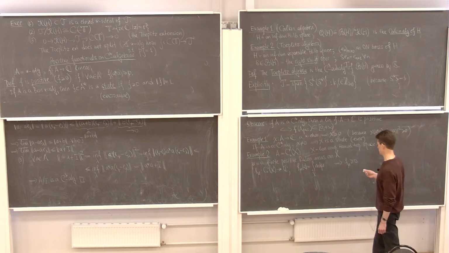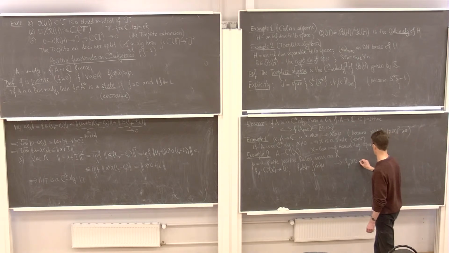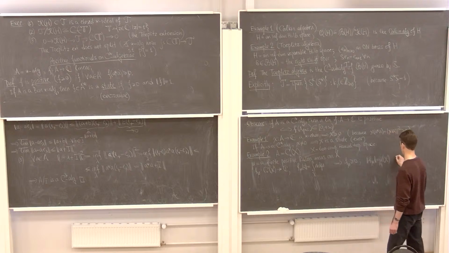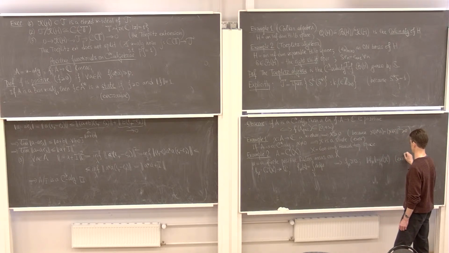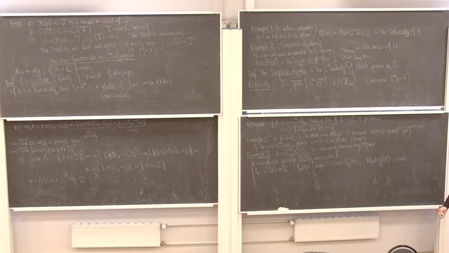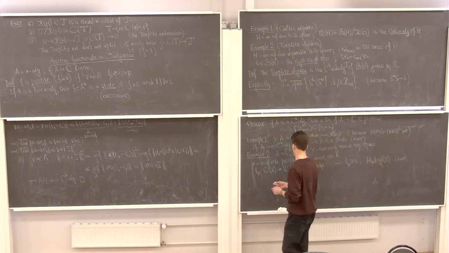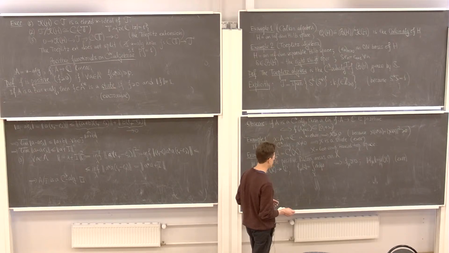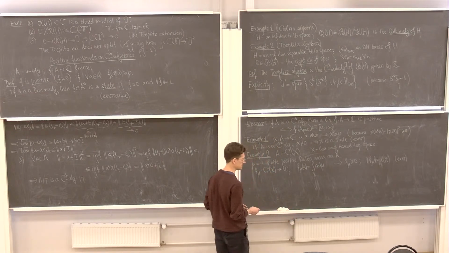It is a positive linear functional, and its norm is just the measure of X. Again, this is a little exercise in measure theory to show that the norm is exactly the measure of X. So in particular, we see that it is a state if and only if mu is a probability measure.